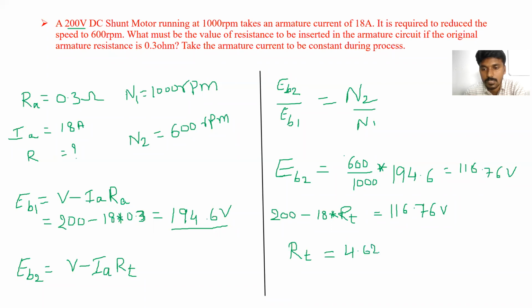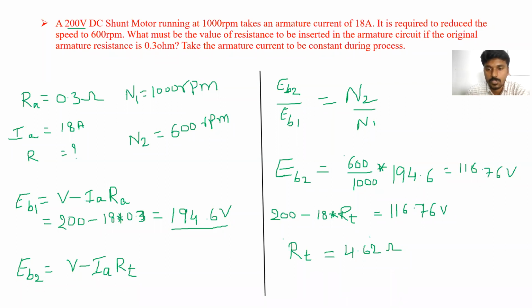Is it right or not? Please say yes or no. Yes, sir. Okay. So we found the value of total resistance, RT is equal to 4.62 ohms. But we have to subtract this value, because the armature already has some resistance, 0.3 ohms.